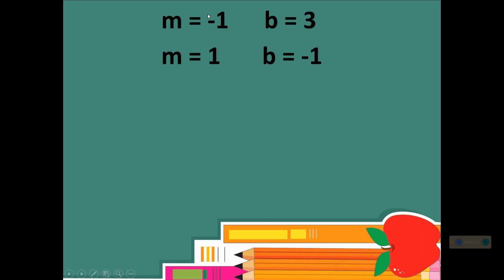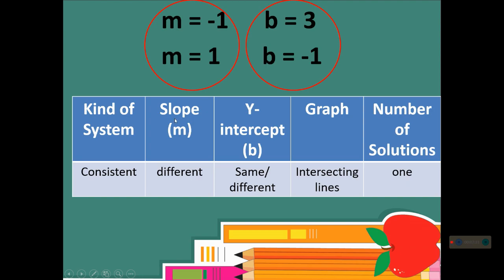Okay. So, what can you say about the values of our m? Yes, they are different because negative 1 is different from 1. And then, how about the values of b? Yes, obviously, they are also different. So, in this case, by simply observing the values of your m and your b on the two equations, you can determine the kind of system. You have to take note that if the slopes are different and the y-intercepts are different or sometimes the same, your kind of system will be consistent. And the kind of graph will be intersecting lines, and there will be one solution. Okay, do you get it?